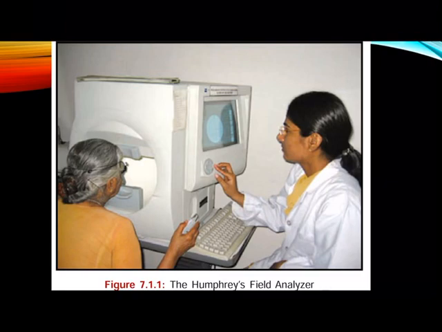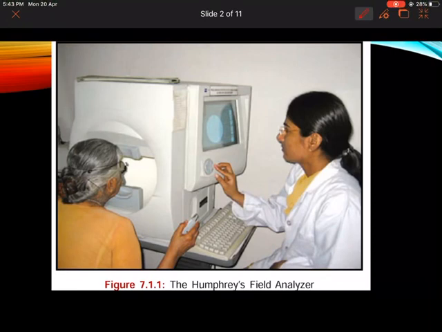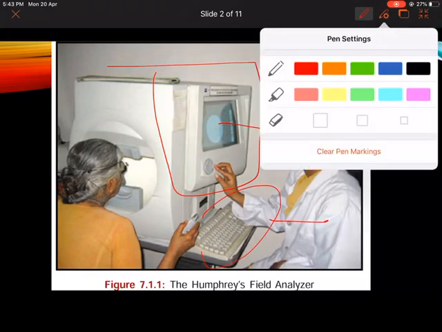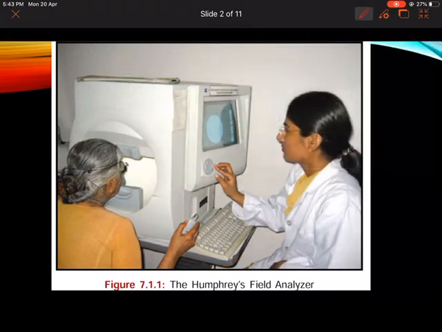This is what the Humphrey's field analyzer is. You have a computer-like monitor operated by an operator, and the patient will keep her head and chin rested over the head and chin rest, and the patient will have a trigger in her hand through which she has to click every time she sees the light in the cupola. That's how the computer detects that the patient has seen the light, and that's how the computer analyzes the visual field.